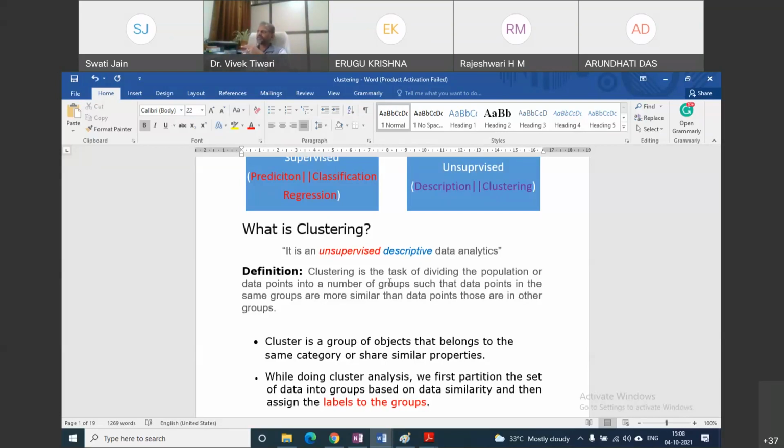The definition: clustering is the task of dividing the population, or the data points, into a number of groups such that data points in the same group are more similar to each other than to the data points that belong to a different group. In statistics, a data set is called the population.